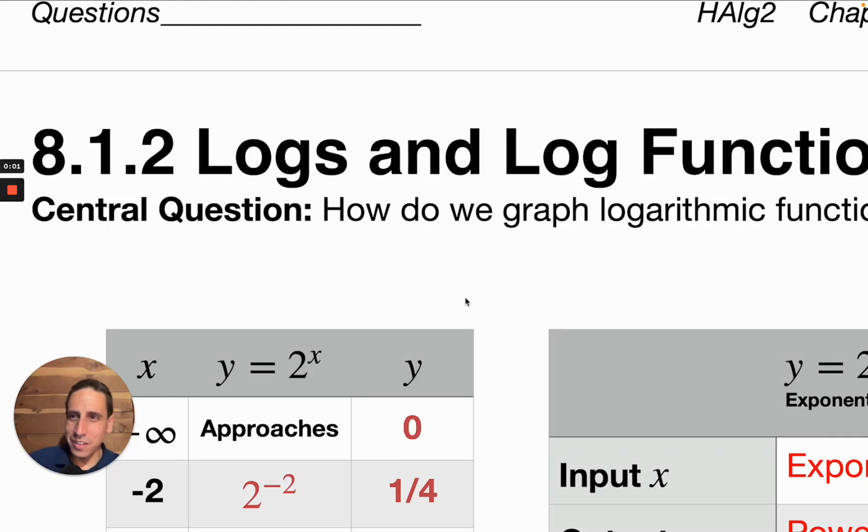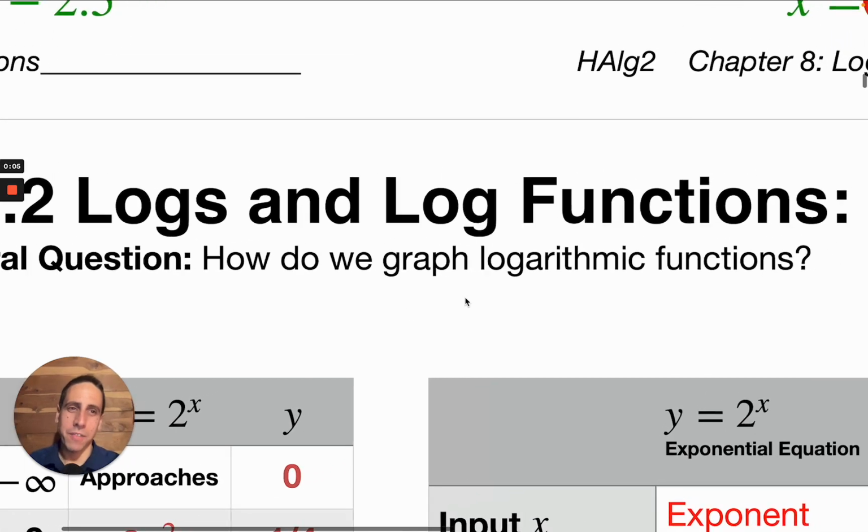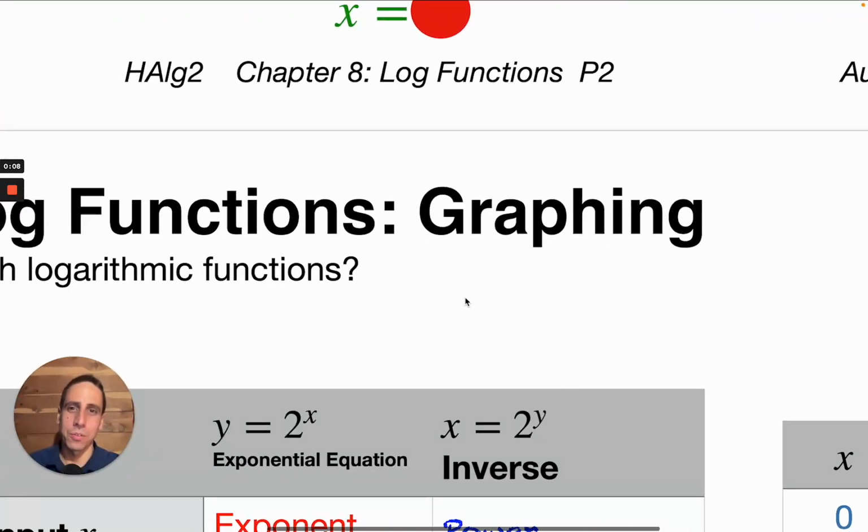What is up, mathletes? This is section 8.1.2, logs and log functions. We're going to graph these bad boys. Let's see what happens when we do that.